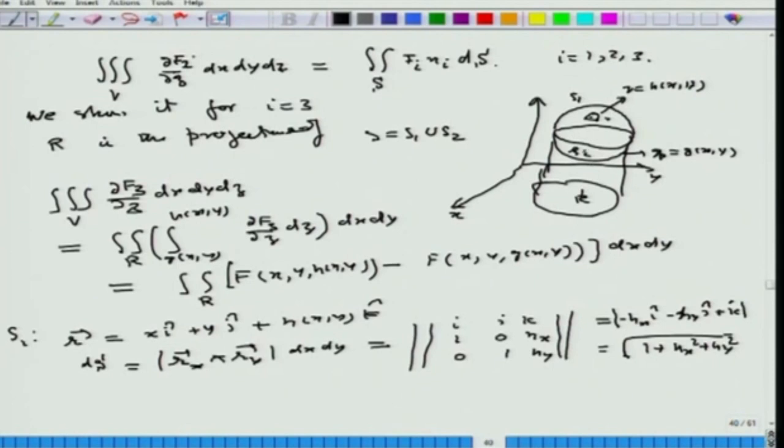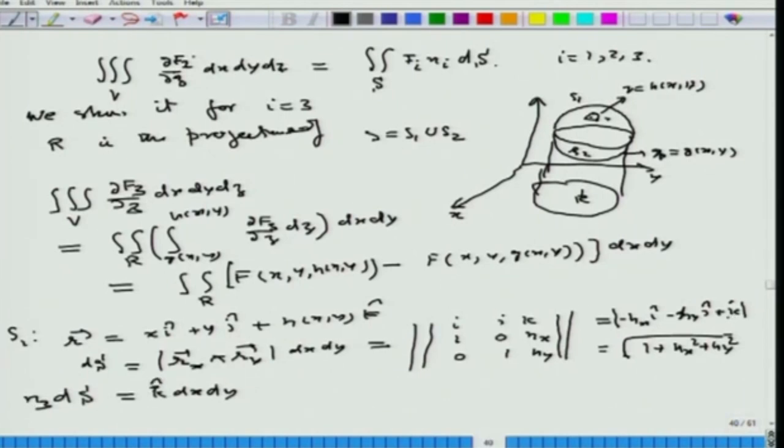On the lower part we will see this side is nothing but the surface integral of F3 dot N3 dS. Let us first see what this element area actually is. N3 dS, the vector form of the element area, is equal to, since N3 is k, simply dx dy. So, N3 dS will be like this.